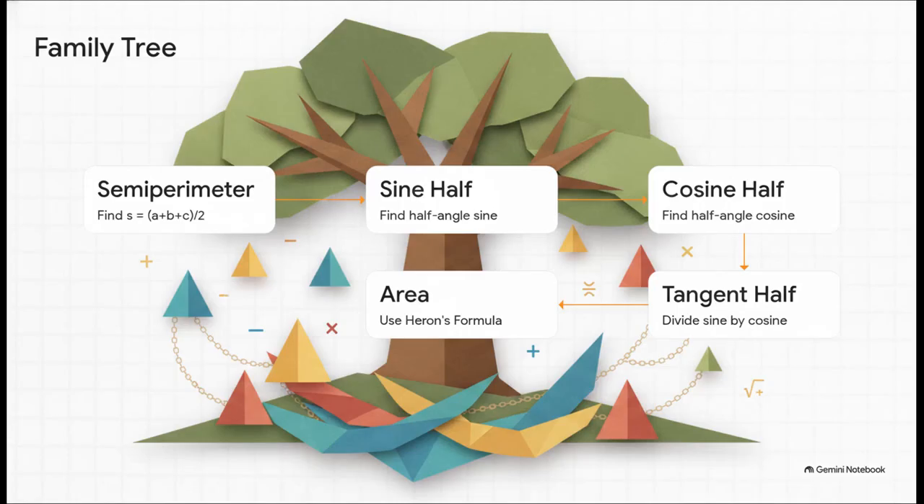Do you see how this forms a beautifully connected family tree? These aren't just random equations pulled from a dusty textbook. They're a logical chain of translations. Step 1, we take the physical sides and translate them into a semiperimeter. Steps 2 and 3, we use that to step through the half-angle sines and cosines. Step 4, we logically divide those to find the tangent. And step 5, we use those exact same foundational pieces to arrive at the total area. It's a perfect, unbroken chain of logic.